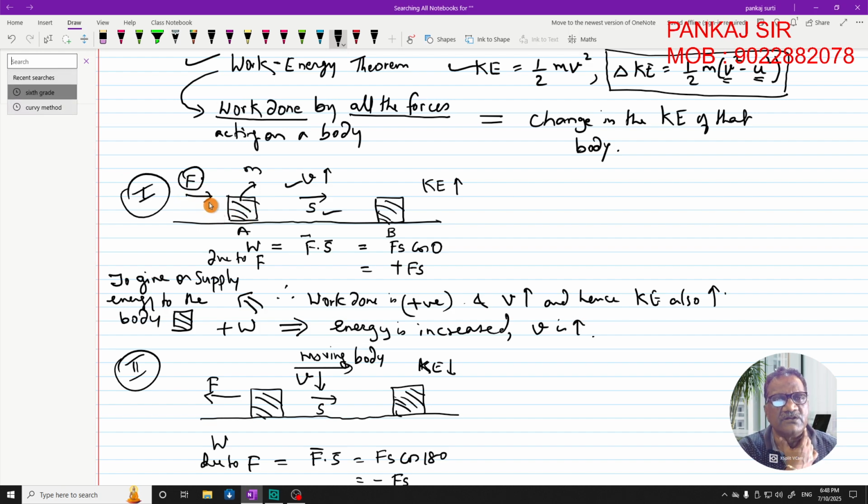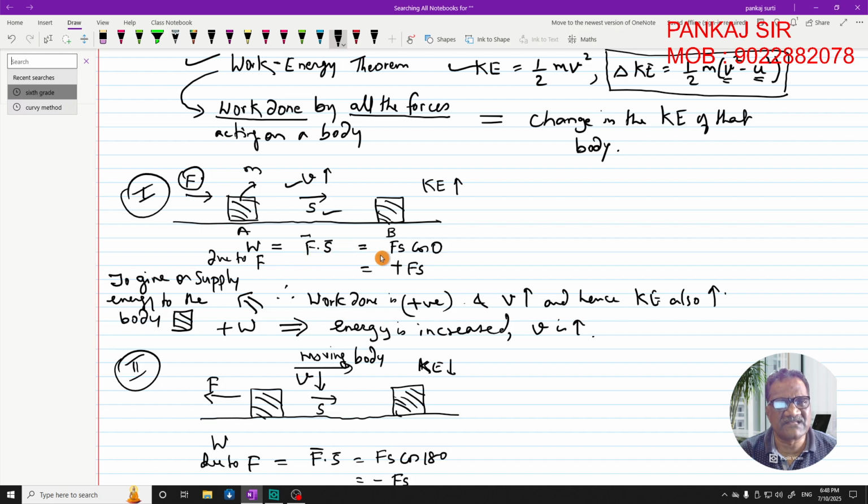So the work done due to this force F, we know by the definition of work done, is a scalar product of the force and the displacement. So work done due to this particular force F will be equal to F dot S. And because the direction of this force and the direction of the displacement are both the same, the angle between the two will be 0.